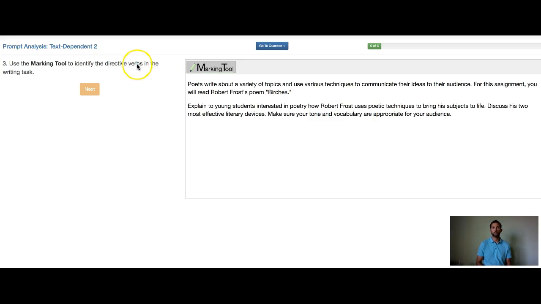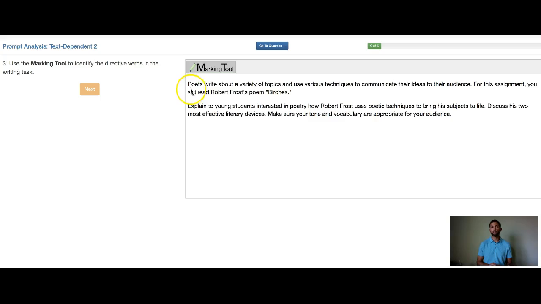So we want to pay attention to the directive verbs. These are verbs in the prompt that ask you, the writer, to do something, but they're not just verbs in general. So we're not just looking for any verbs in the prompt. We're looking for verbs that ask you, the writer, to do something.